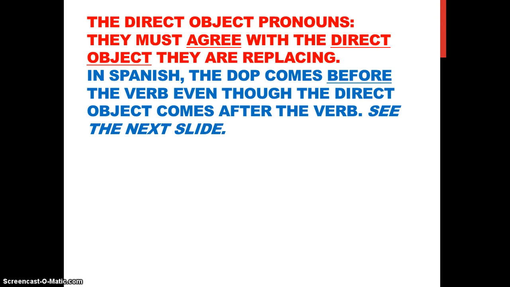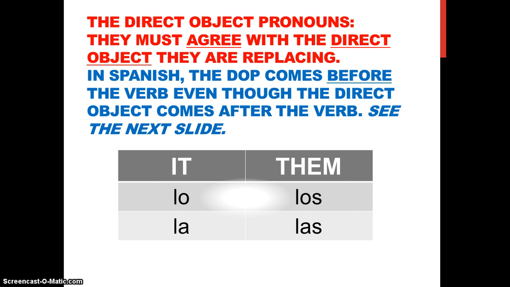Now, very important with our word order. In Spanish, the direct object pronoun comes before the verb, even though the direct object comes after the verb in a regular sentence. We'll talk about that more in the next slide. But first, let's talk about our direct object pronouns that are it or them. Notice, if we want to say it, it's singular, it's going to be lo if it's masculine, and la if it's feminine. If I want to make things plural, then I'm going to change them to los for masculine items and las for feminine items.